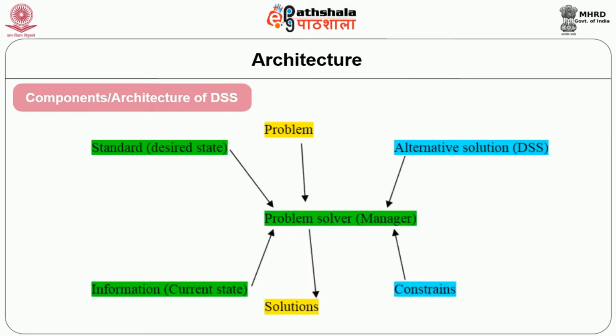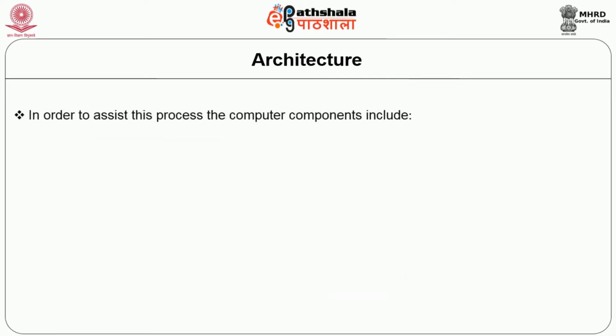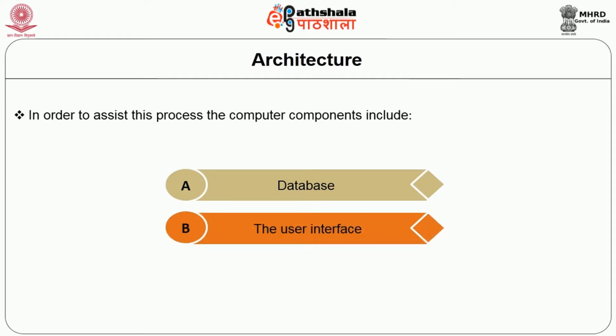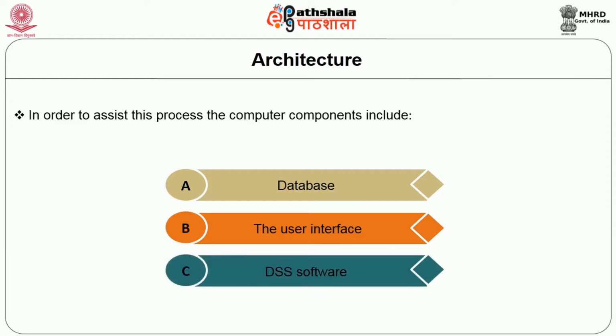Then we need to look at the components or the architecture of the decision support system. In order to assist in the process, we have 2 parts here. One is the computer components, which are the database or the storing of data; the user interface, which allows the user to create, update, delete the database files and things like that; and the DSS software, that is a program and operating system. Okay, so these are the computer components.